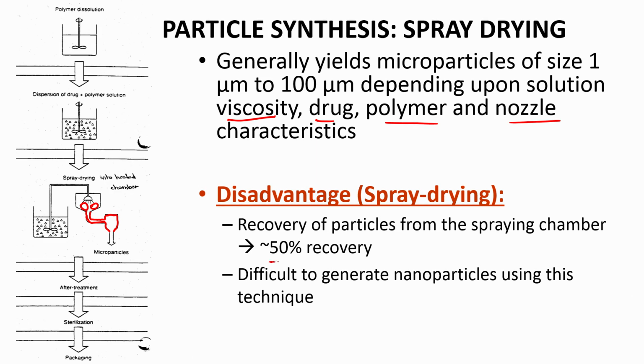So 50% recovery is again just a sort of a random term, but if you are making kilograms of particles, then this is much higher. But if you are only going to make, let us say, 1 gram or less, then you may lose quite a bit of it. And because of the nozzle diameters and all these properties, it is actually very hard to get nanoparticles using this technique. So most of the time you will end up getting only microparticles, as I said, between 1 to 100 micron in that size range. So these are some of the disadvantages there.